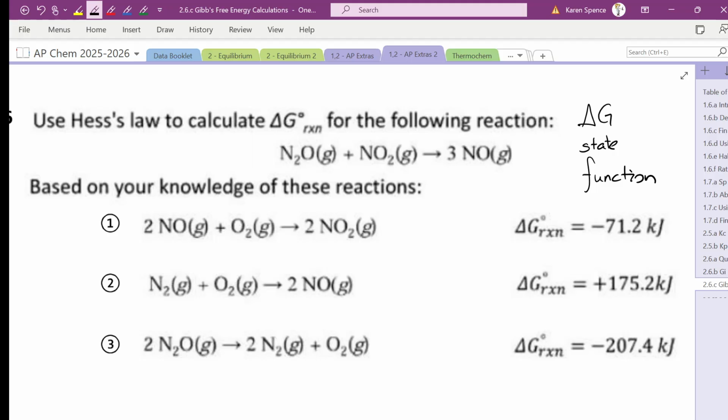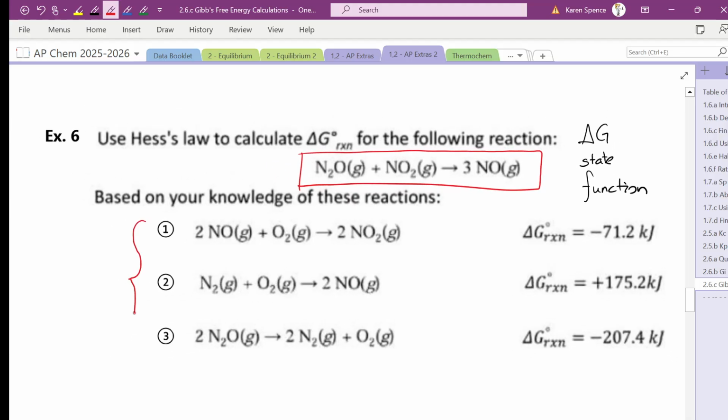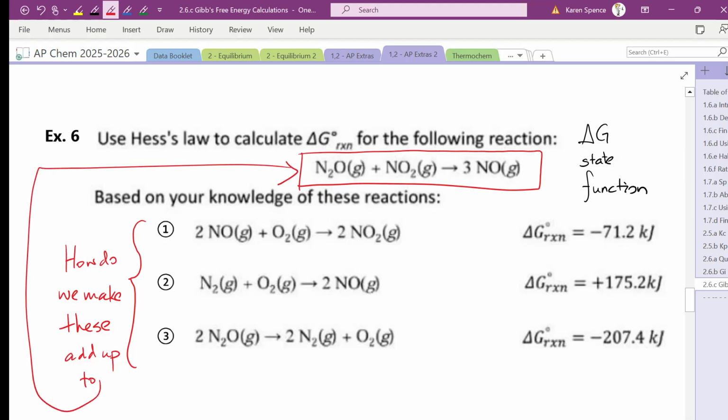So how do we go about this? Well, what we're going to do is we're going to say, I want these 3 things to add up to give me this. How do I make these add up to this? Because right now, if we were to add them up, we would not get the reaction at the top.